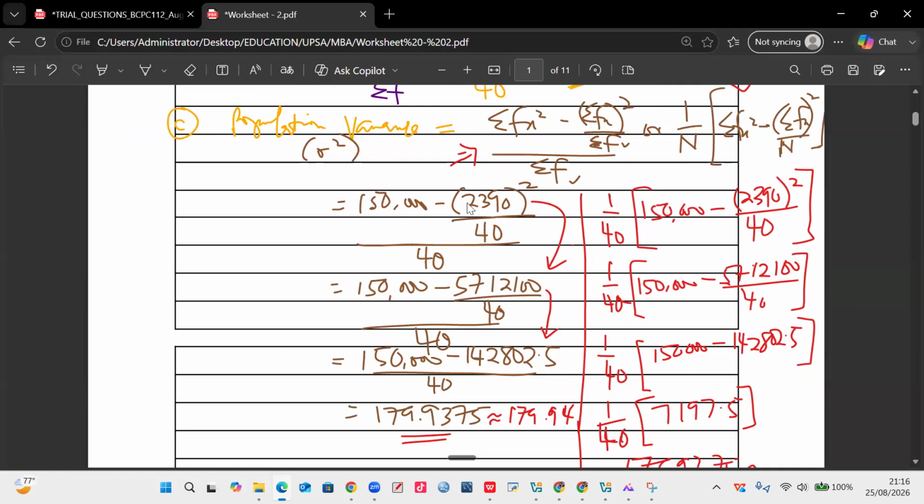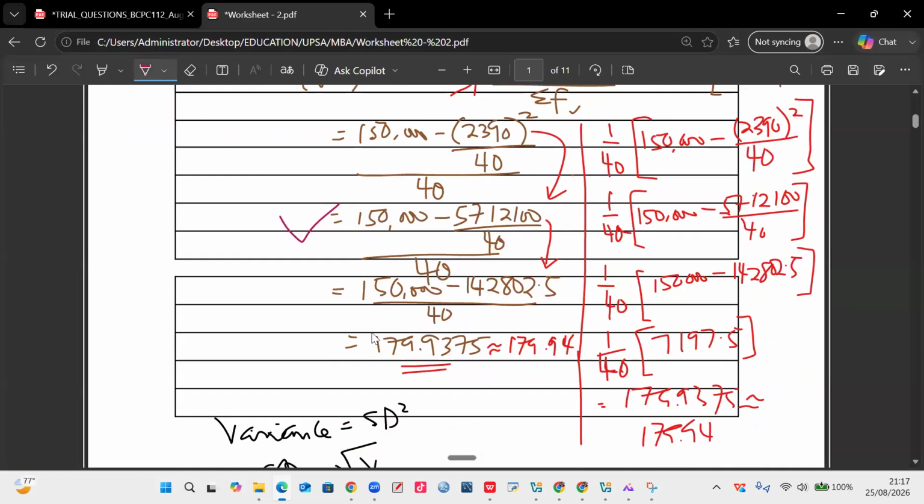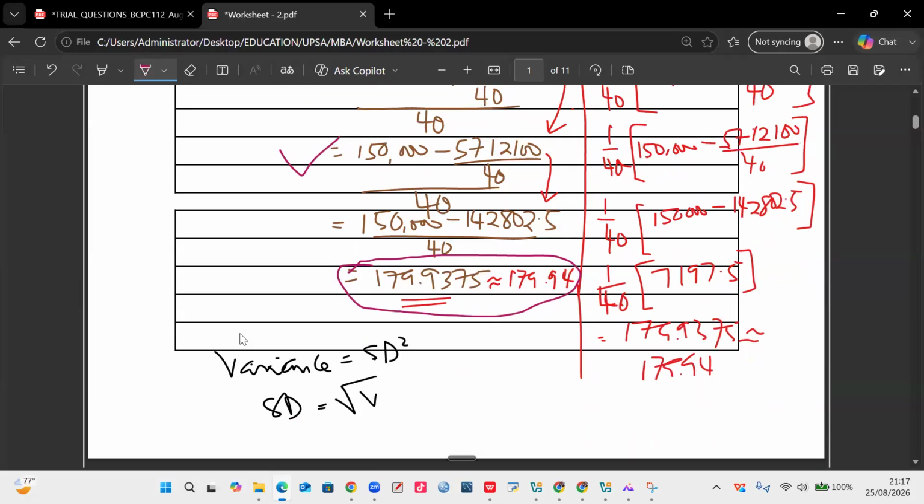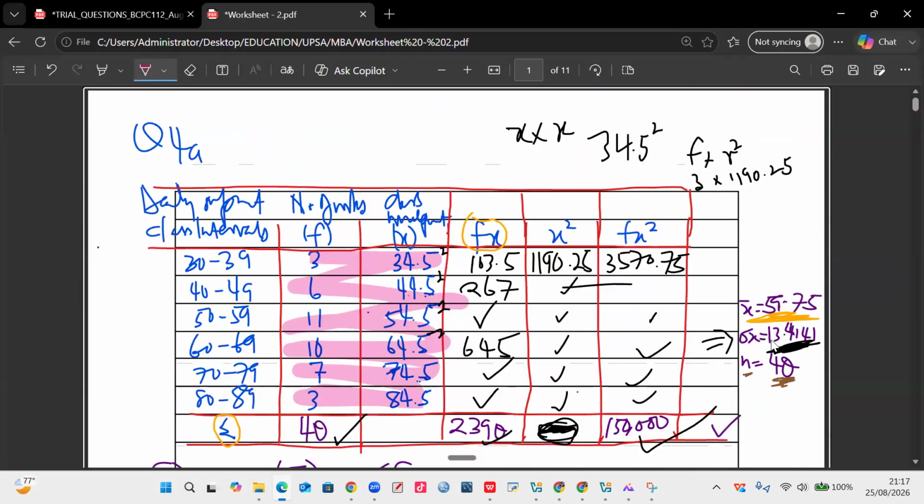If you made a mistake from, let's say, the second stage, if you make a mistake from this stage, then your final answer is wrong, and you can easily know your final answer is wrong. How do you know? We said the standard deviation is the square root of the variance, and the variance is the square of the standard deviation. So if the calculator has given me the standard deviation, I'll just put a square on it. The standard deviation is 13 point what?